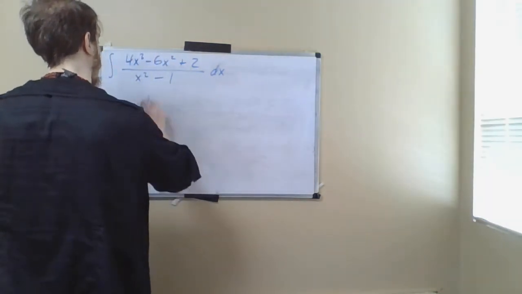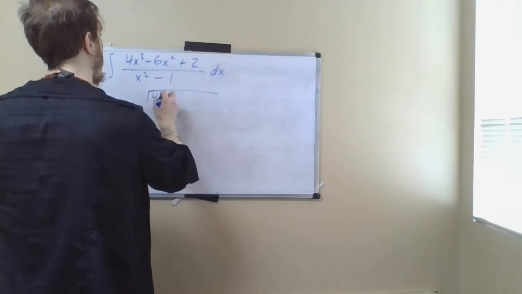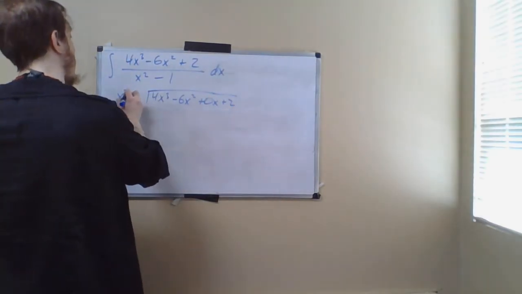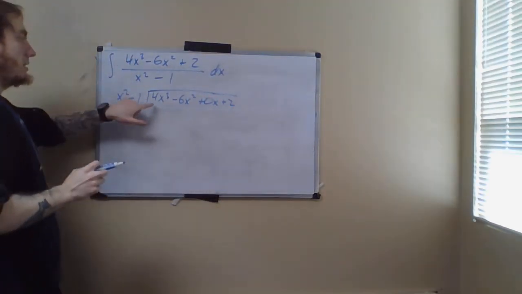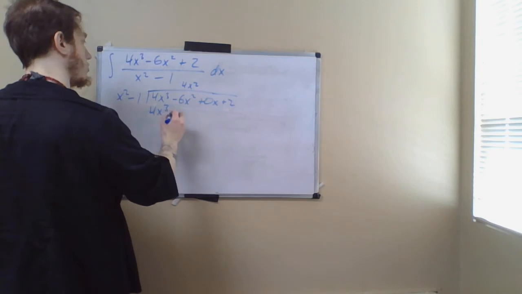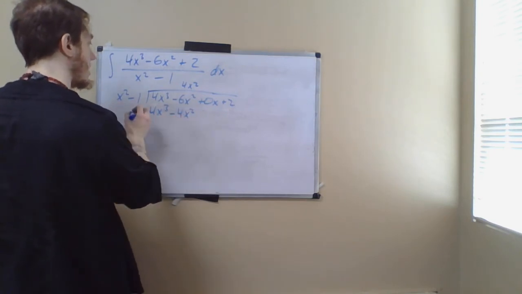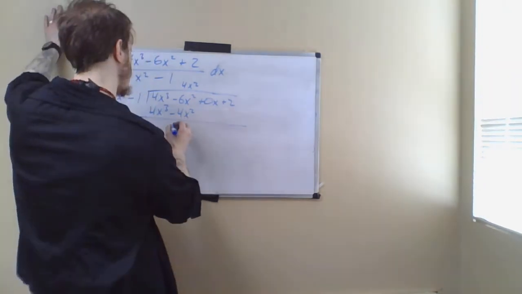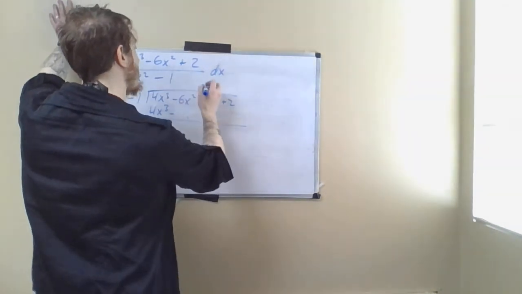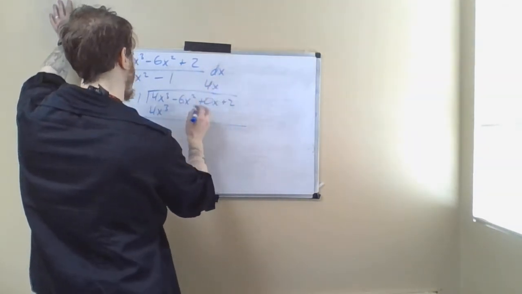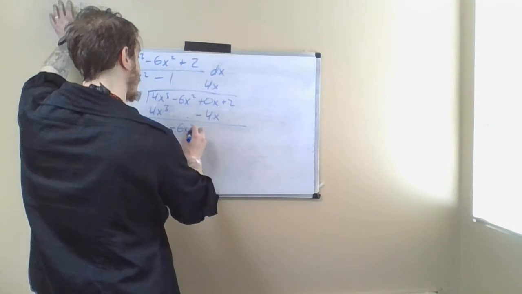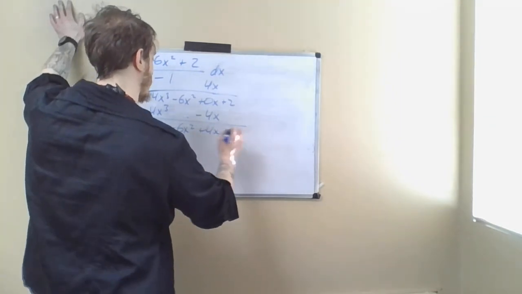And let me write this up here. I have 4x cubed minus 6x squared plus 0x plus 2, being divided by x squared minus 1. To get the 4x cubed, I would need to multiply by a 4x. Sorry, I would multiply by a 4x here. That would leave me with 4x cubed minus 4x. And when I take the difference, that leaves me with negative 6x squared plus 4x plus 2.